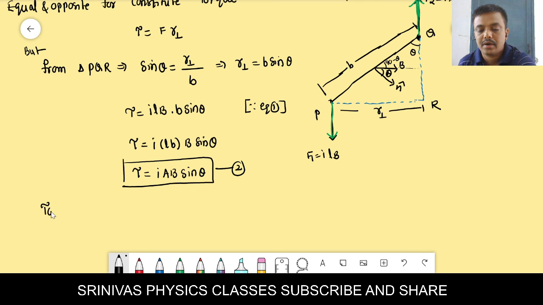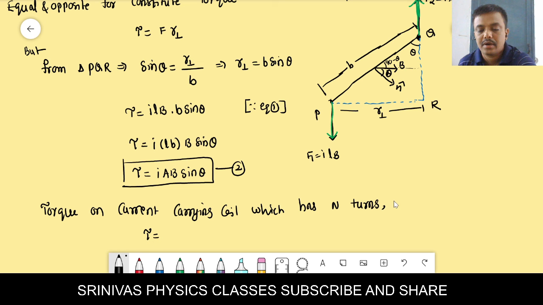If you want the torque on a current carrying coil in a magnetic field, torque on a current carrying coil which has capital N turns. Coil means it has many turns. Okay, then what is the torque formula in a magnetic field? That is what I want.